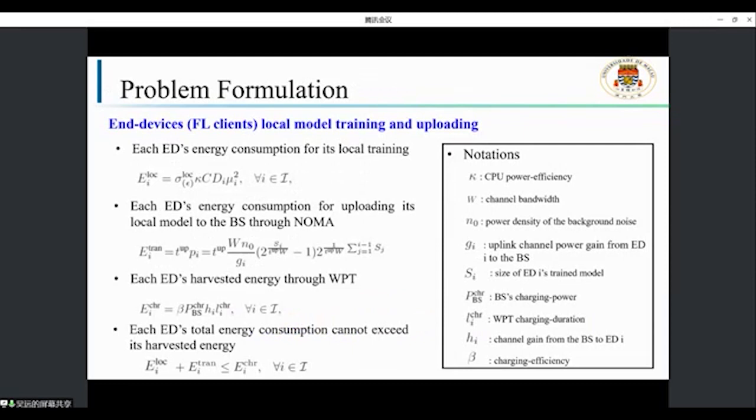First, we consider the end device, which is the FL client, for local training and uploading. We model each end device's energy consumption for its local training, its energy consumption for uploading its local model to the BS through NOMA, and the energy the end device harvests through wireless power transfer. Eventually, we require each device's total energy consumption, including local training and uploading the local model, not to exceed its harvested energy, like this.